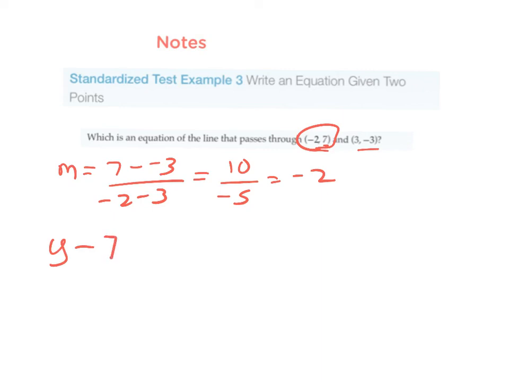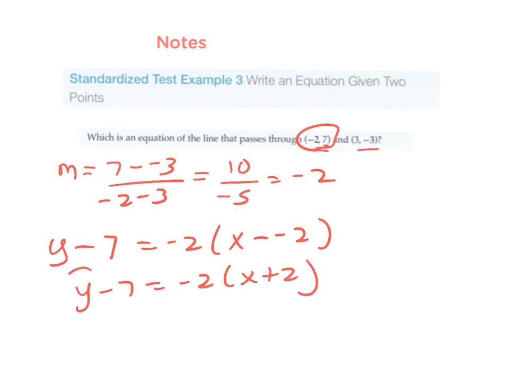And I can go y minus 7 equals negative 2, x minus a negative 2. And I can clean this up. Anytime you have a double negative, you want to go ahead and clean it up to a plus and have our equation.